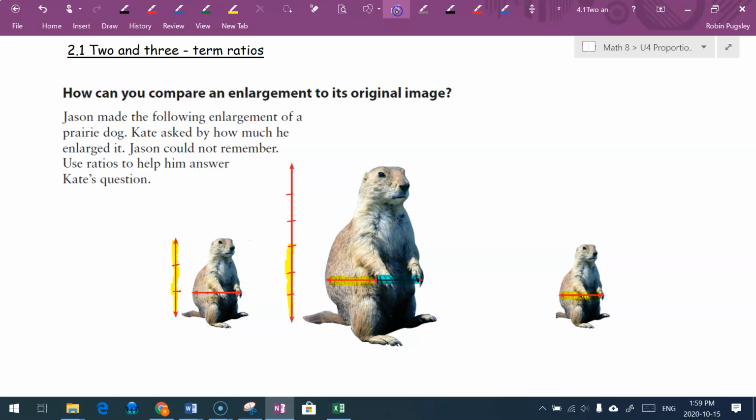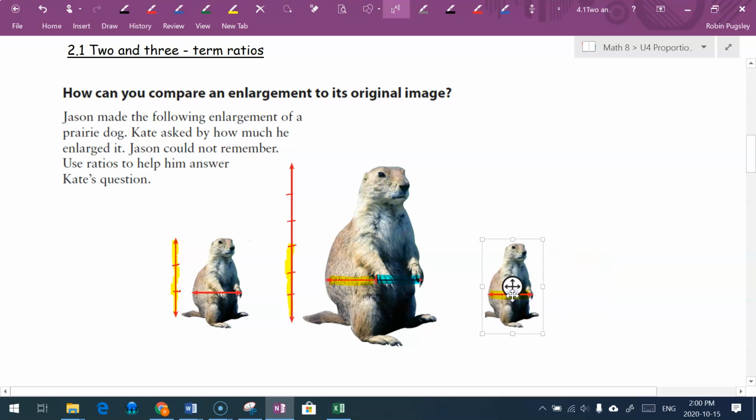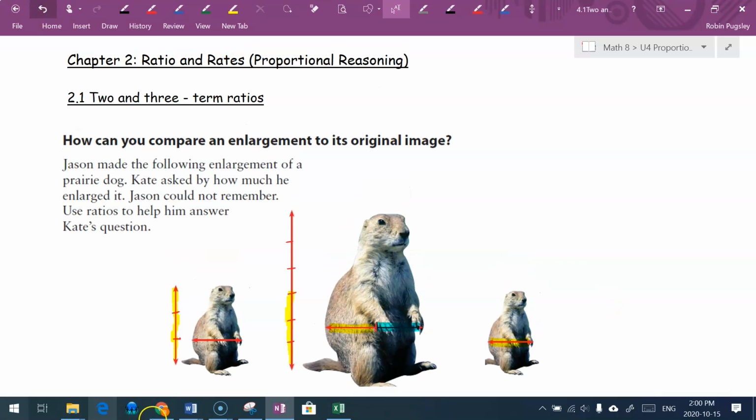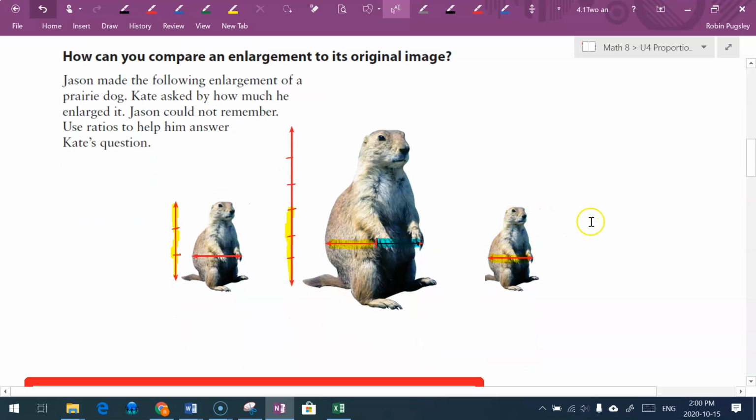So for example, if I take the original prairie dog, and let's say instead I didn't double the width, I only doubled the height. So if I only doubled the height, and now it's not working on me and I don't know why, let's just see if something happens or if I'm frozen. Let's try my mouse here.